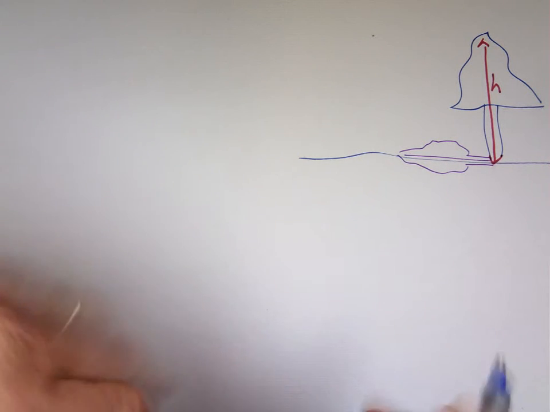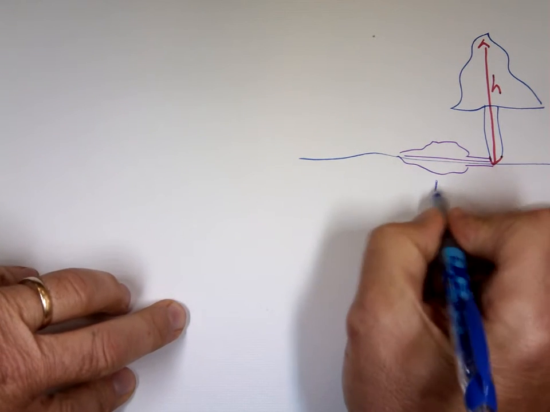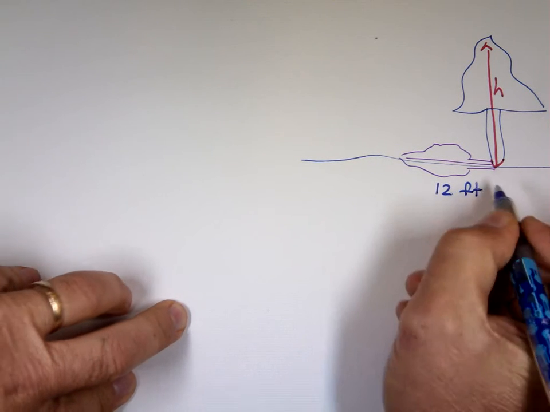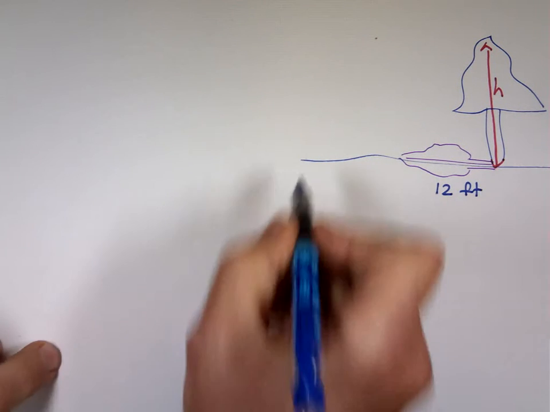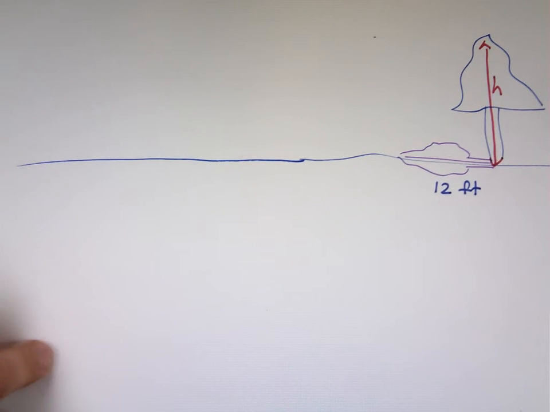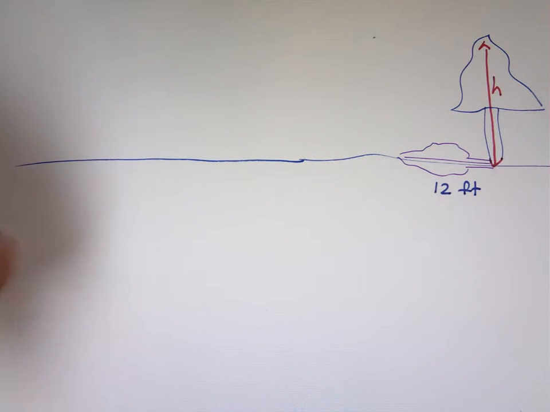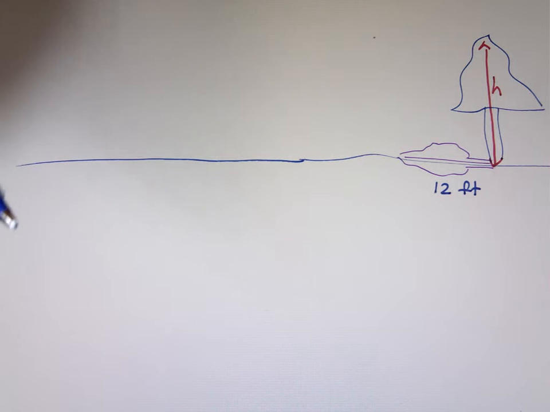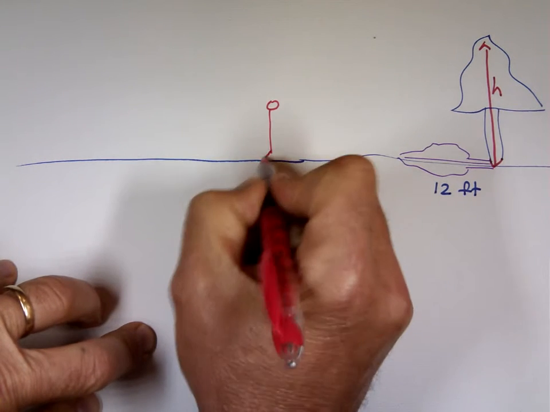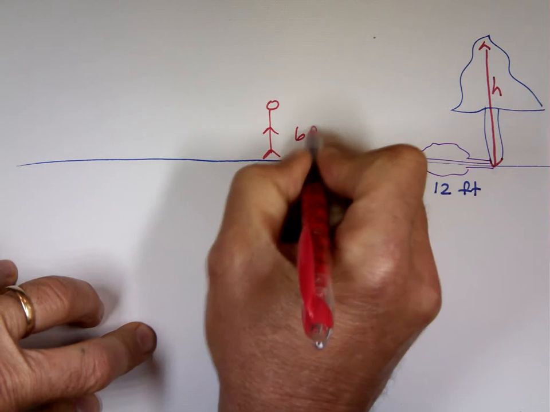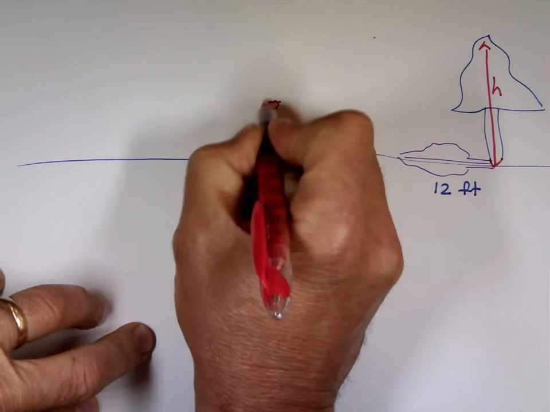You measure the length of the shadow, which is, I don't know, 12 feet. How tall is the tree? Well, that still doesn't help me. So what I might do is say, you know what? How tall are you, Stan? Stan, you're 6 feet tall? Stan is 6 feet tall. That's Stan wearing a hat.